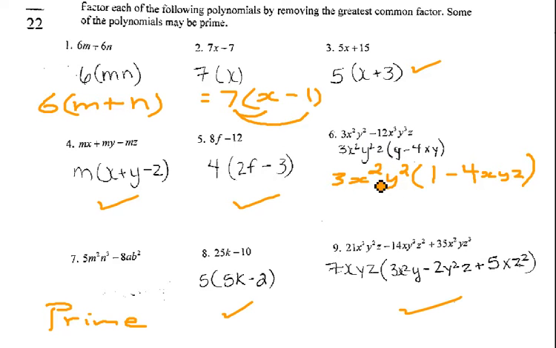So after we pull out 3x squared y squared, there's nothing left here. So that means we have to leave it with a 1, because 3x squared y squared divided by 3x squared y squared gives us 1. 12 divided by 3 is 4. X cubed divided by x squared is x. Y cubed divided by y squared is y. Z divided by, there's nothing there, is just z. This is what's left.